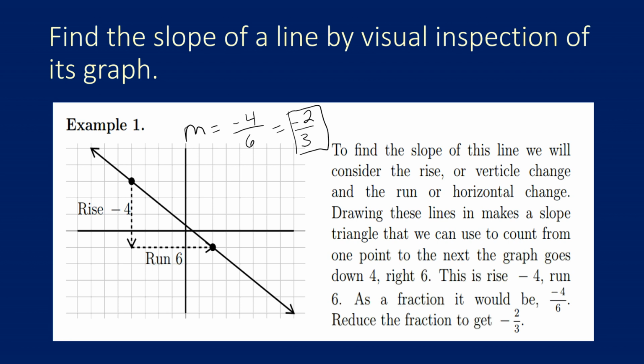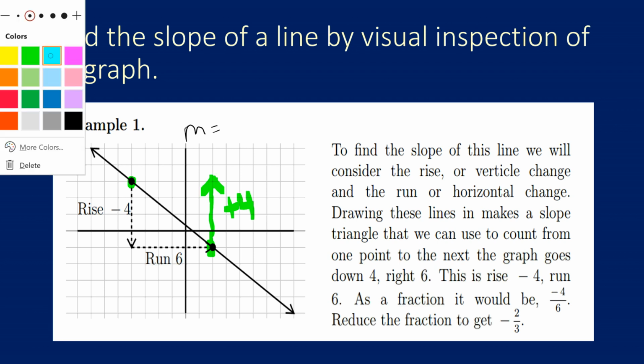Now let's look at an alternate way of coming to that same answer. What if I had started here and then I moved up to find my rise? I'm trying to reach the same horizontal level as this point. So I'm trying to get to here. So I'm going to go 1, 2, 3, 4. So that's +4 going up.